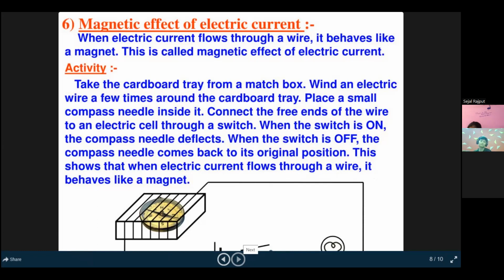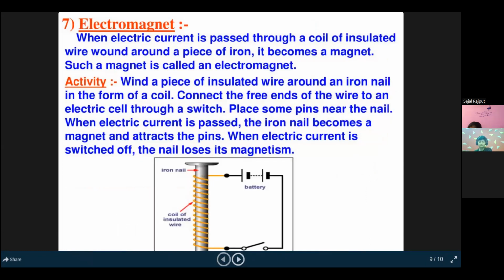Now see where it is used. Let's see where this is used. So here is an activity. We can do this very simple activity. We have to take an iron nail and turn a coil of insulated wire on it and connect it with the battery. Switch on the battery.